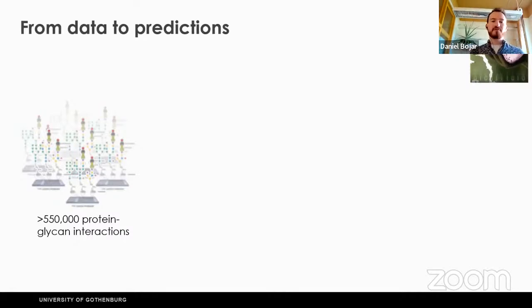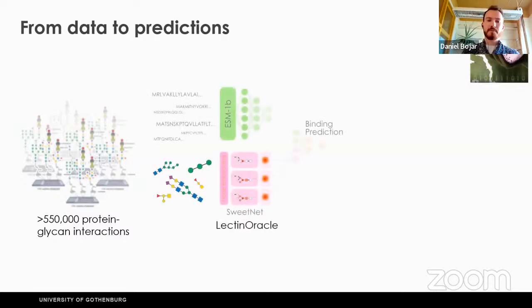So that means we need information from both the protein and the glycan. We use again as a training source the glycan array data, but instead of using dozens of experiments like we did in the previous approach, in this approach we use thousands of experiments. So that's more than 500,000 measured protein-glycan interactions, which hopefully is enough to generalize to new molecules.